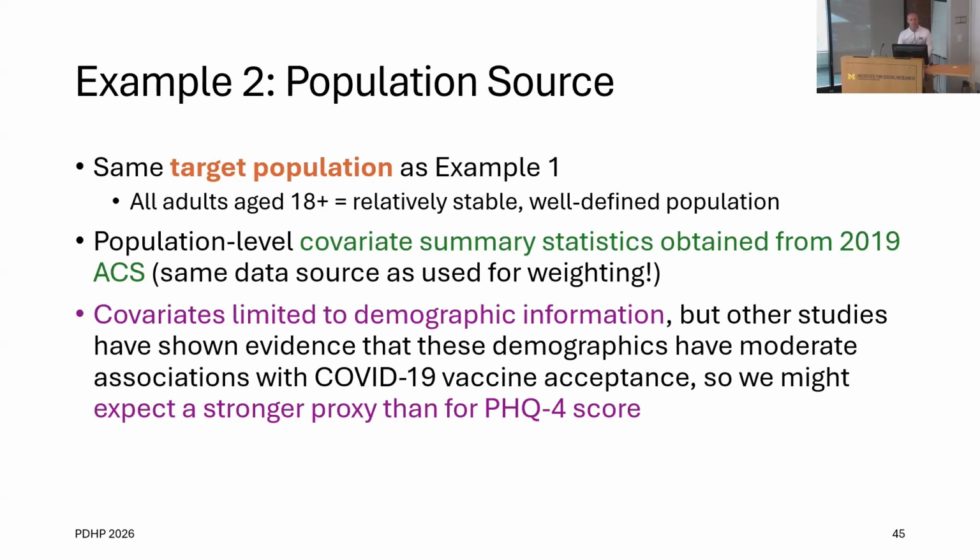The population source, we've got the same target population, all adults age 18 plus, stable, well-defined, same summary statistics. In fact, you're going to read in the R code the exact same data set that was created in SAS that has the means and the variances. So we did not make any attempt to play around and get a different set of covariates. In this particular instance, however, vaccination status was shown to be decently well predicted by demographic information. And so, in fact, we're going to see a stronger proxy. These demographic covariates are actually better at predicting vaccination status than they are at predicting depression score.